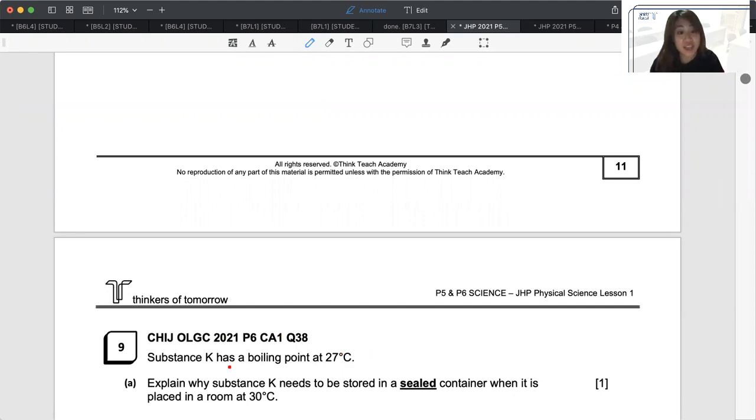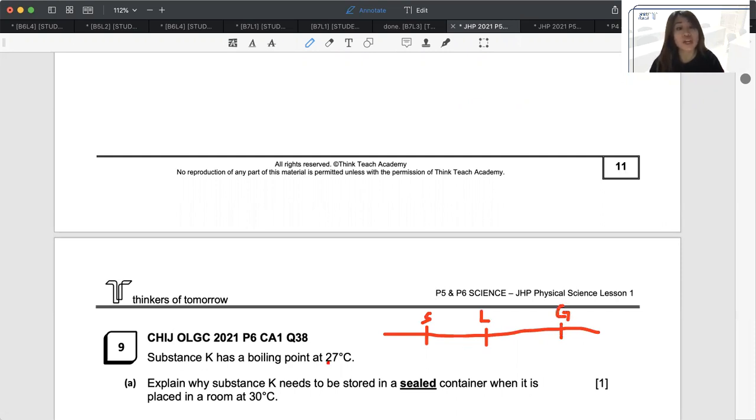Substance K has a boiling point of 27 degrees Celsius. So for this question, I'll always draw what I call a number line. For any substance, at a certain temperature, they will be in solid state. At a certain temperature, they will also be in liquid state. At a certain temperature, they'll become gaseous state.